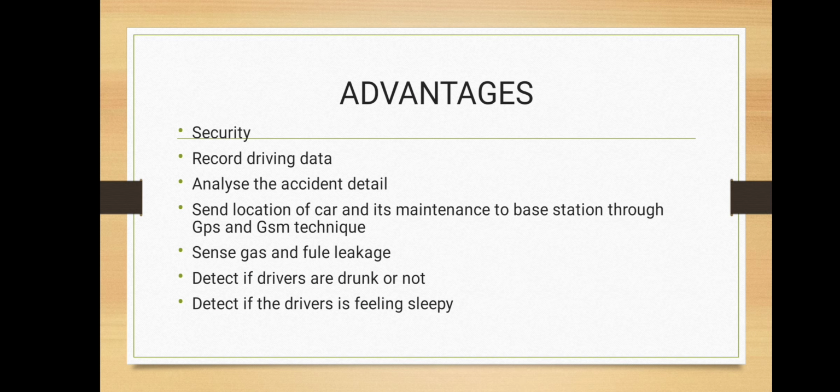So the advantages of drowsiness detection system are security of the vehicle and recording driving data and also collision data and position data. And the next point is analyze the accident in detail, send a location of car and its maintenance to base through GPS and GSM technique. Sense gas and fuel leakage, and display its status on the car monitoring system. It will also detect if the drivers are drunk or not, and it detects if the driver is feeling sleepy.